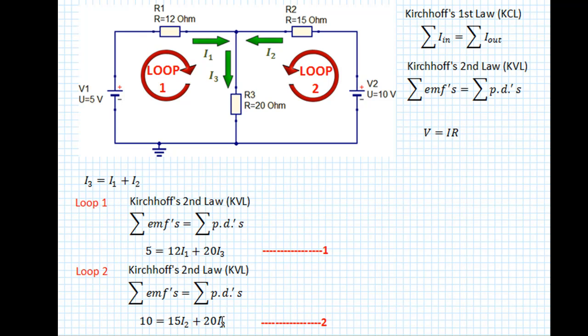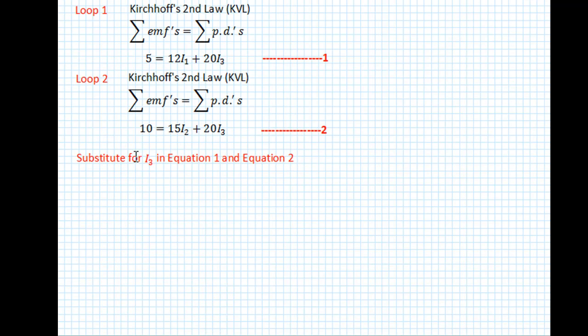However, we do know that I3 is equal to I1 plus I2. So if we substitute for I3 in both those equations, we then have two unknowns, I1 and I2. So let's move on and do that. Again, I would recommend you write down everything you're doing just to make it easier to look back on it afterwards, and also to see where you could possibly have made a mistake.